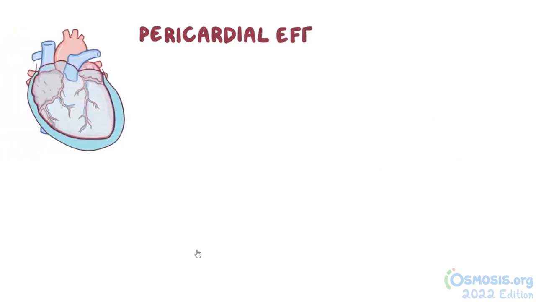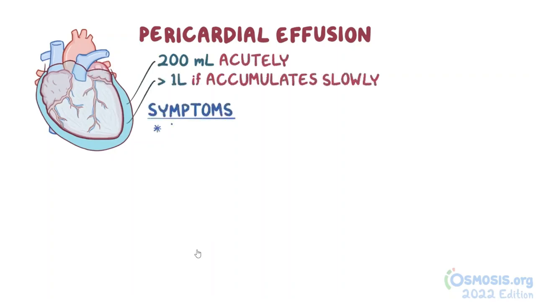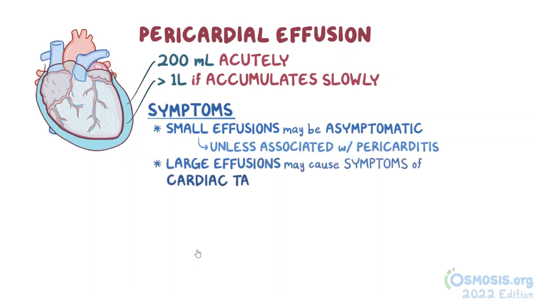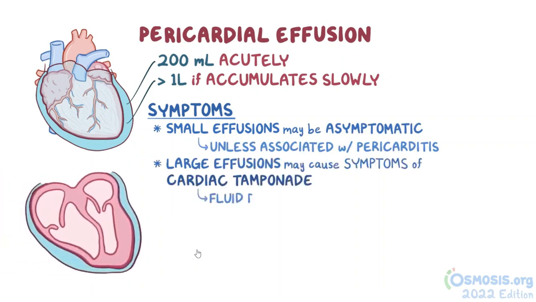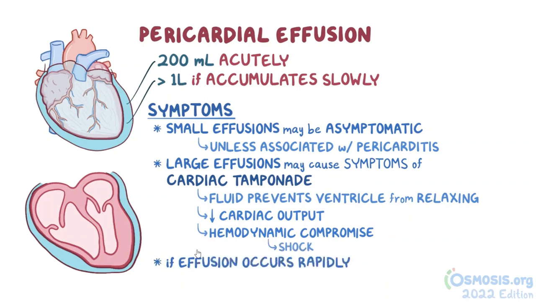In a pericardial effusion, the pericardial sac can fill up with up to 200 milliliters of fluid acutely, and over a liter of fluid if it accumulates slowly. Small effusions can be asymptomatic unless they're associated with pericarditis, whereas a large effusion can cause symptoms of cardiac tamponade. That's where the fluid around the heart prevents the ventricle from relaxing enough to accept blood, which lowers cardiac output and causes hemodynamic compromise, which can ultimately lead to shock. But timing matters, and if the effusion occurs rapidly enough, then even 100 milliliters can cause cardiac tamponade.